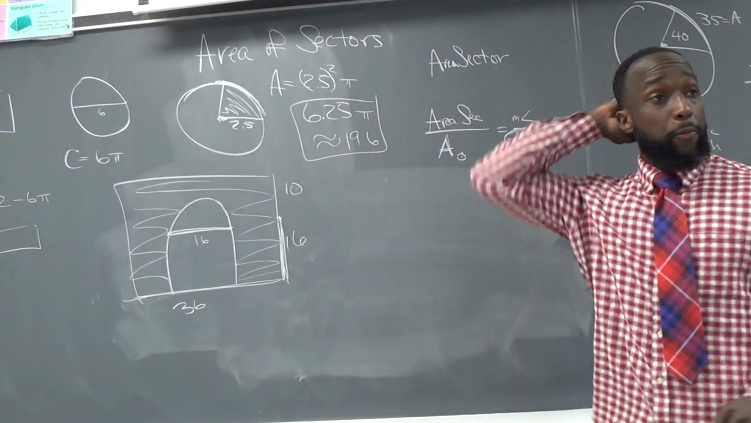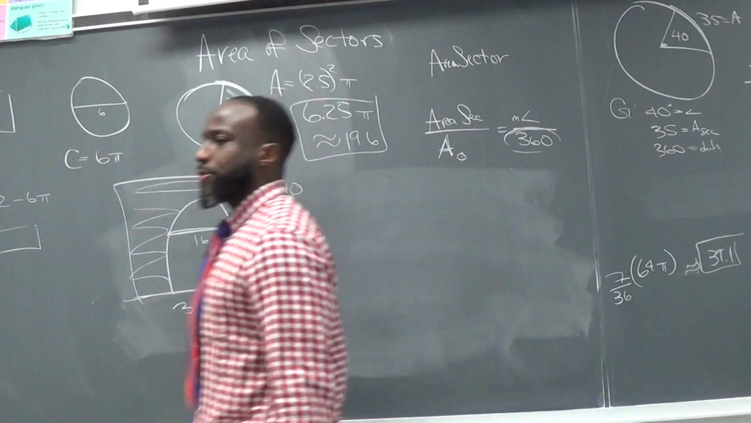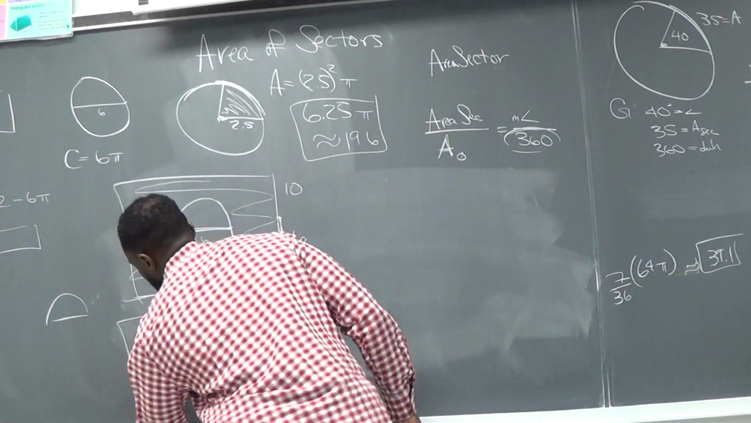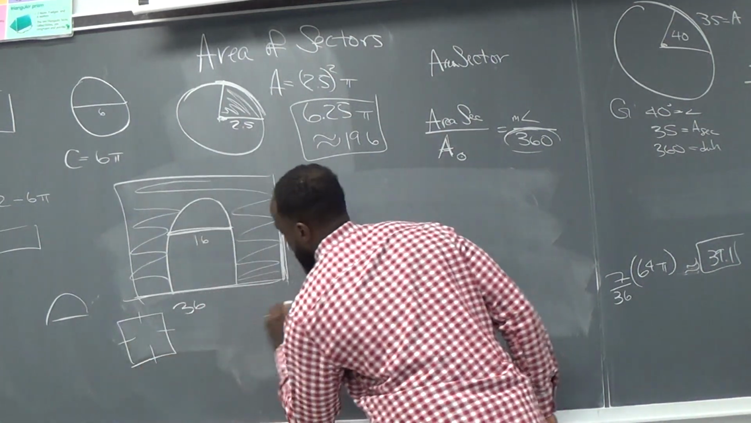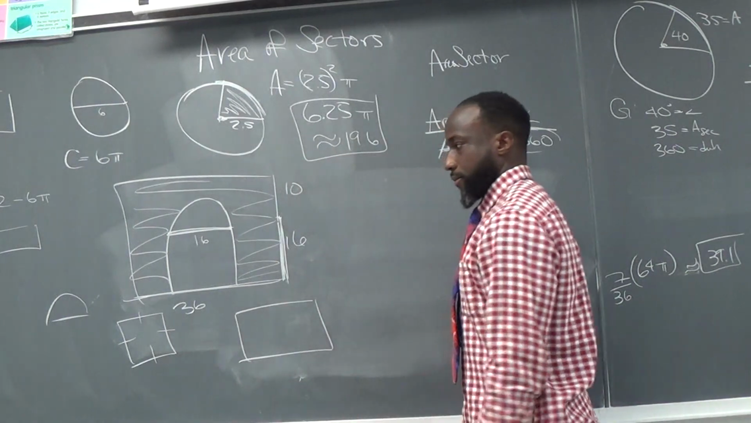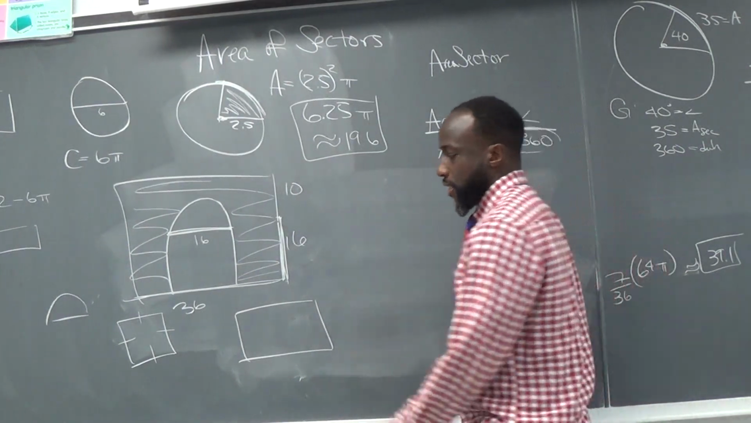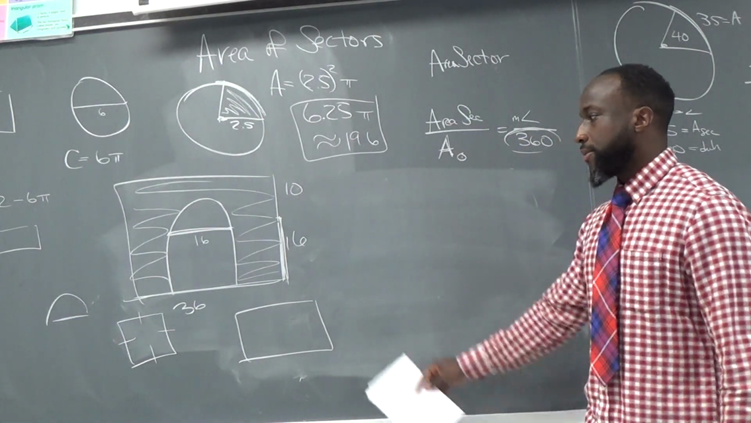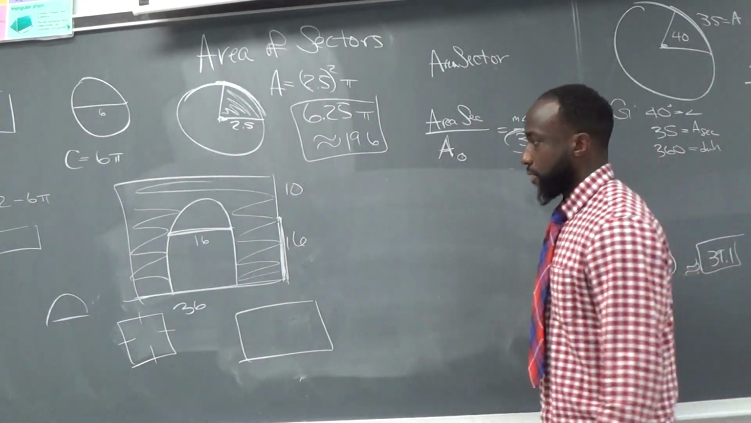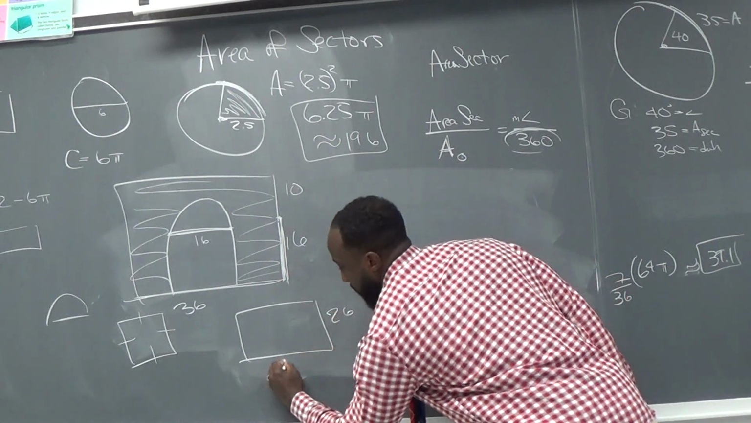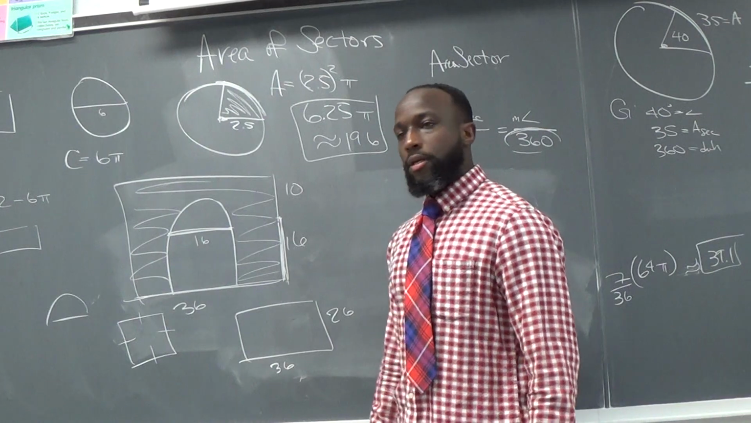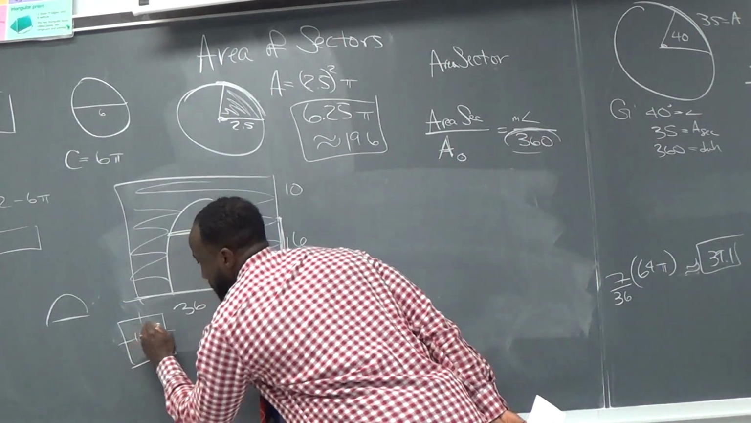With a problem like this, you want to pull out all the shapes you got. What shapes do we have here? A semicircle, a square, and a rectangle. In essence, we're going to subtract all of these from the big one. What are the dimensions of this rectangle? 26 by 36. And this one? 16 by 16, a square.